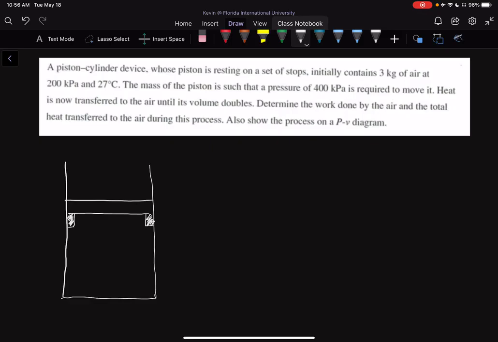And it says that it contains 3 kilograms, so we have a mass. So I'm going to write state 1 just on the right of this, just to explain it. So we have mass is equal to 3 kilograms, and we have that pressure 1 is equal to 200 kilopascals, and temperature 1 is equal to 27 degrees Celsius.